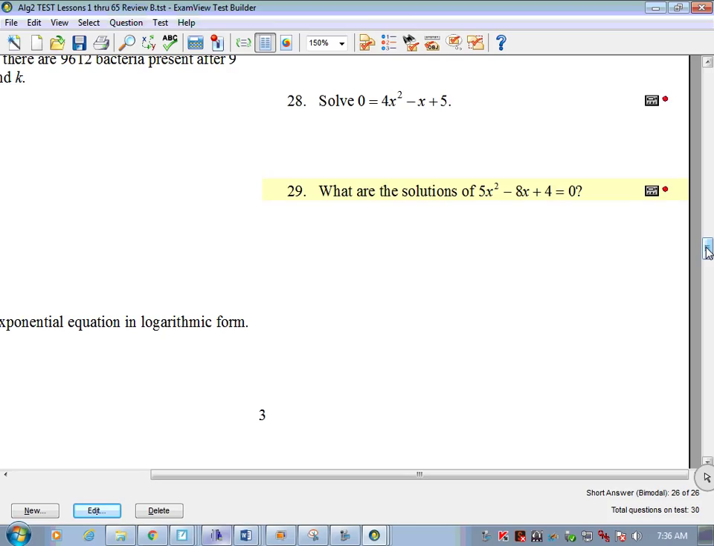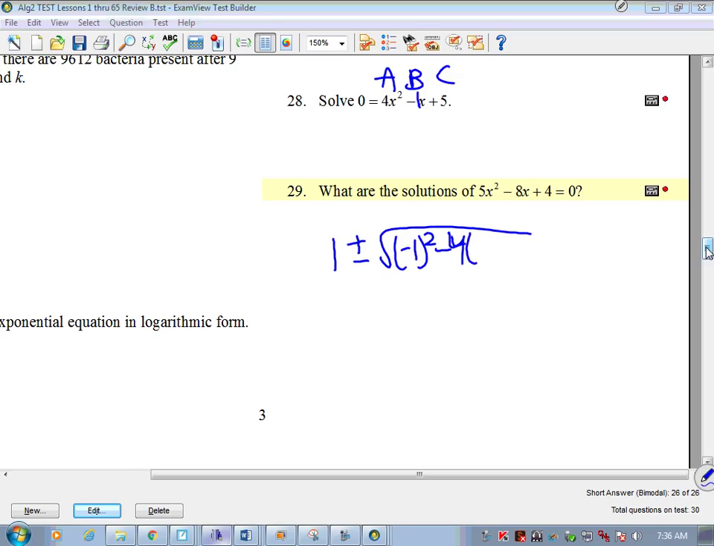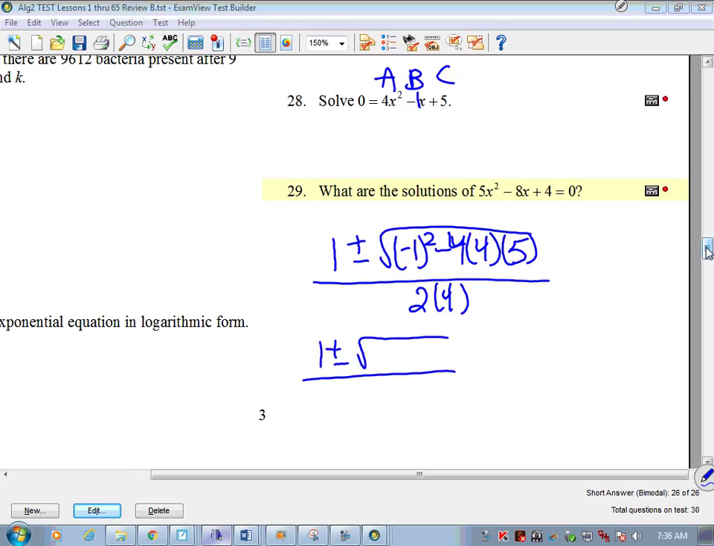Okay, we have 4x squared minus x plus 5. All right, this one we're going to use the quadratic formula. So we're going to call this a, b, and c. So let's come down here. We're going to do 1, because that's -1, plus or minus the square root of -1 squared minus 4 times 4 times 5 all over 2 times 4. So we've got 1 plus or minus a square root all over 8.